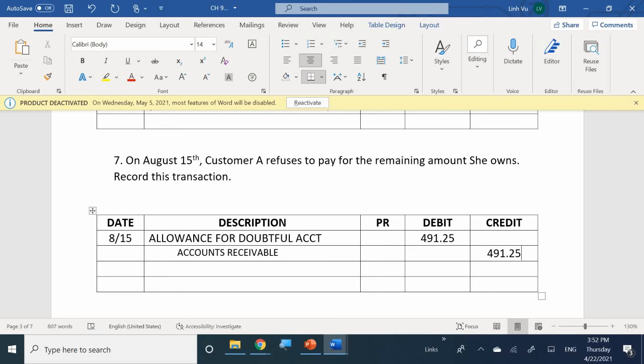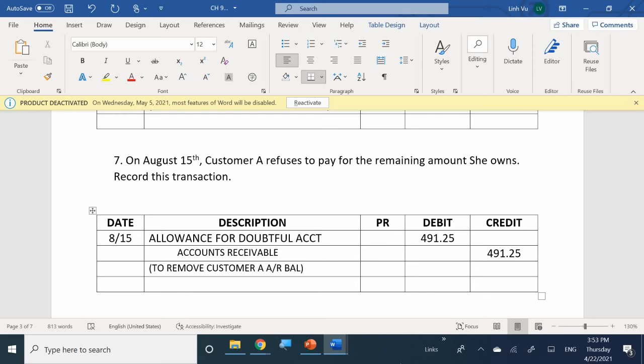$491.25, right? And we're going to say right here, to remove customer A's accounts receivable balance, to remove the debt that they owe us, right? Now the question is, what about sales tax?